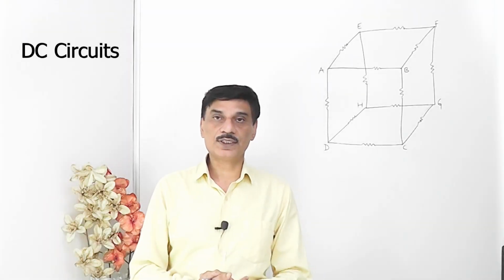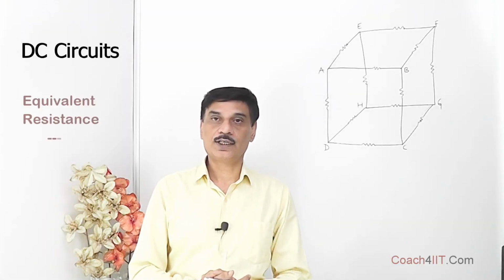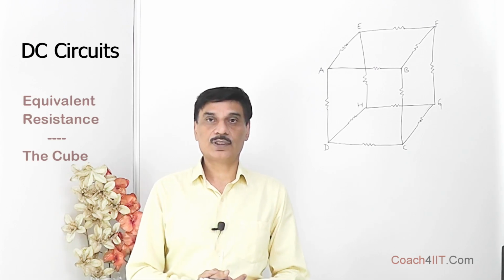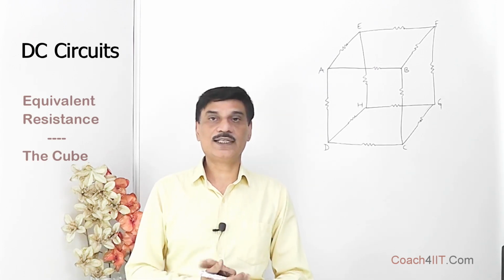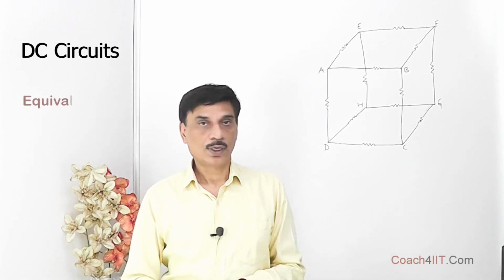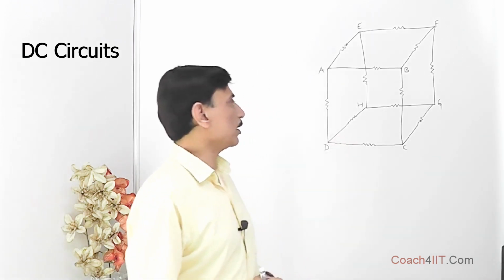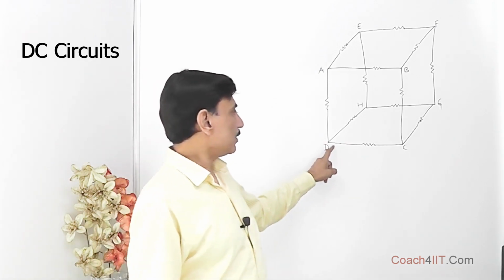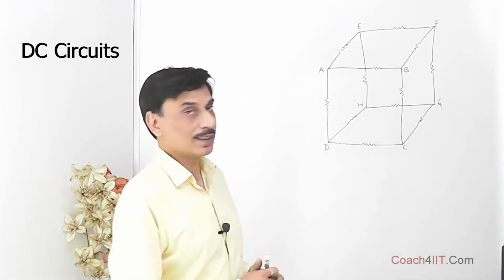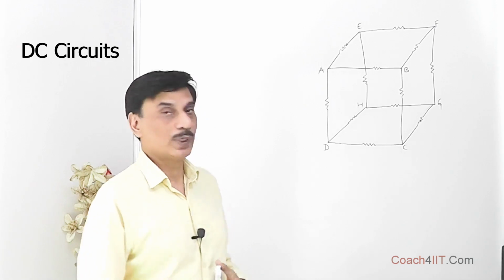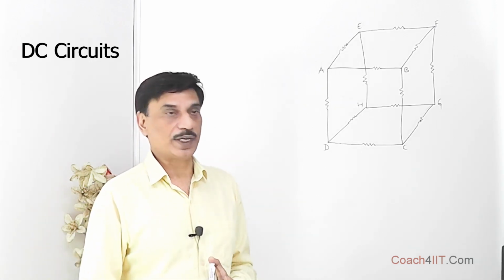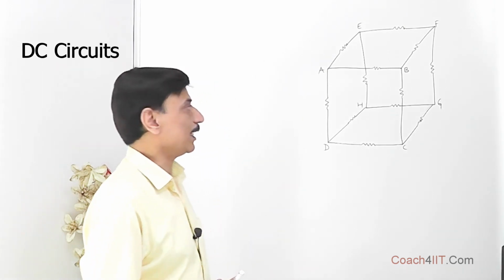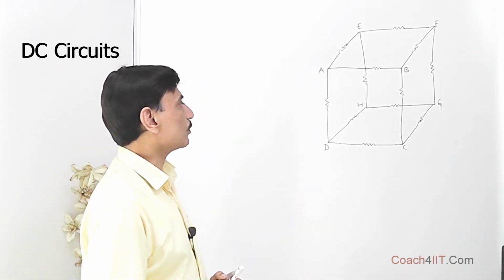When you are doing the topic DC circuits or current electricity, you will certainly come across problems on cubes, that is, a cube skeletal where all the edges have a resistance R. So this is a cube skeletal made of resistances. Each edge has a resistance capital R. We have 12 edges, that's why we have 12 resistances connected this way. And we are asked to find the equivalent resistance between the various points.